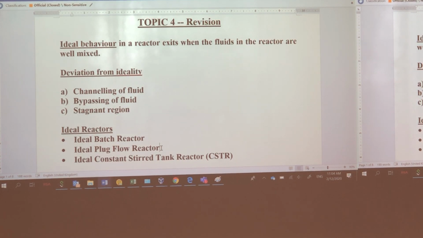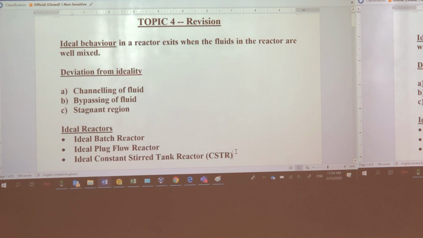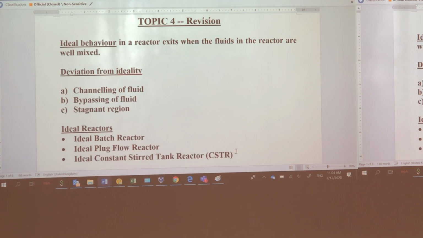Please, you need to know how to describe this part. Go back to refer to the topic, plug flow reactor, how it works. Then for CSTR, roughly the working is similar to a batch reactor, right? The only point is that for CSTR, you have a continuous feed in and a continuous product out.